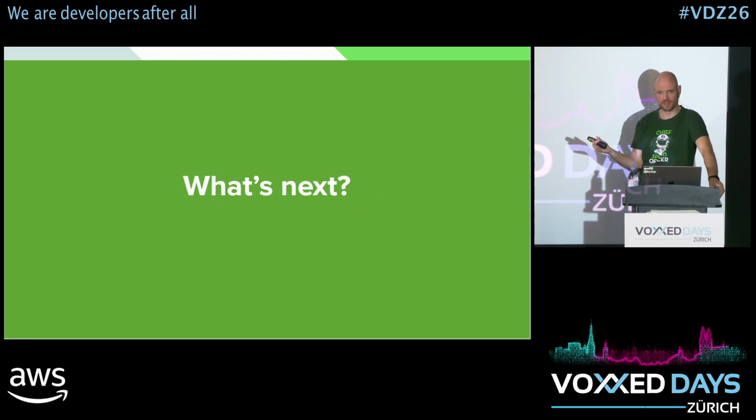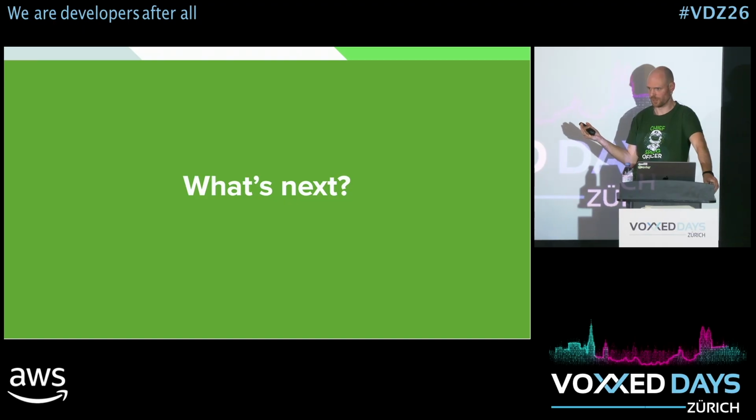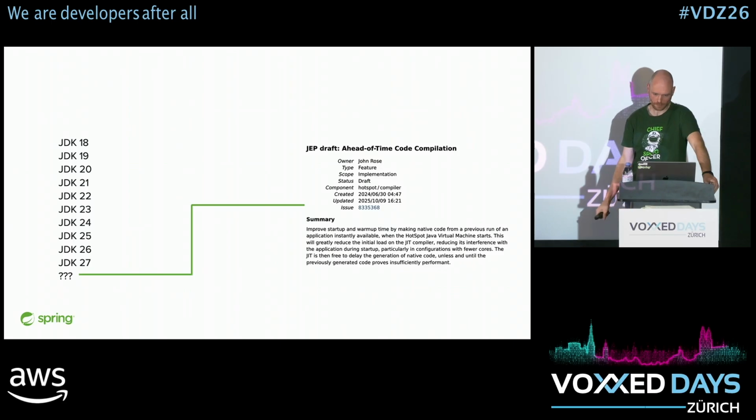Okay, but Project Leyden isn't done. Project Leyden is an ongoing project, and they still want to deliver stuff. This is a JEP draft. It has not been targeted to any JDK, but this is ahead-of-time compilation. And what it does is, why only profile in your training run when you can also compile in the training run, right? Why should you let the JIT compile it in production every time when you can also compile it at build time? And this is the idea to do that.